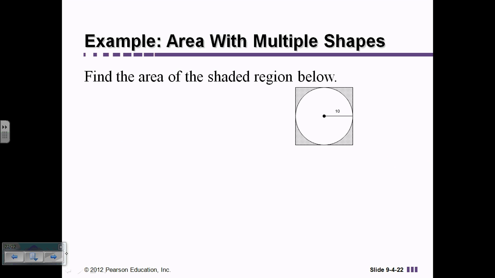So here's another example, and this is where you have multiple parts. Find the area of the shaded region. Okay, so what we have here is we have two shapes. We have a square and we have a circle. Okay, so the area for a square is s squared, and the area of a circle is pi r squared. So in this case, you'll notice that the 10 that we have here is our radius. And if I extend the 10 out to the other side, I also have 10 on the other side. So the diameter of the circle is 20.